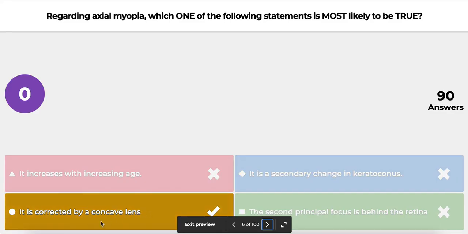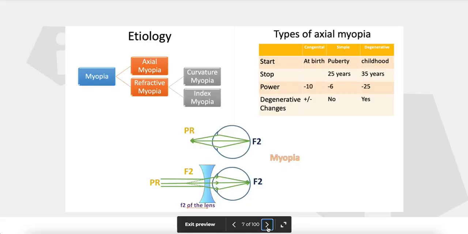Yes, I think that you all got it right. So it increases with age, but up to a limit. It doesn't increase lifelong, but up to a certain age. And it is a secondary change to keratoconus? This is wrong. It will be refractive myopia that is the secondary change in keratoconus. It is corrected by concave lens. Yes, this is true. And the second principal focus is behind the retina in case of hypermetropia, not in myopia.